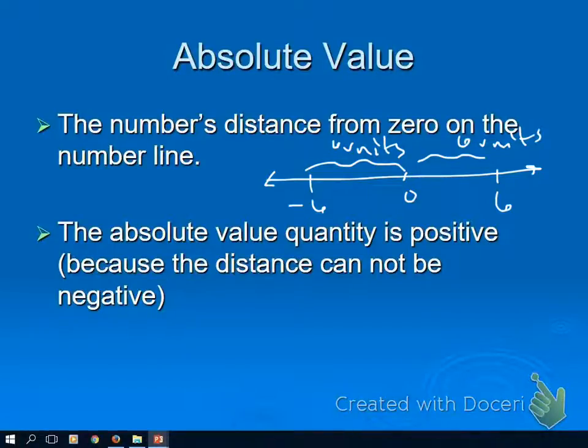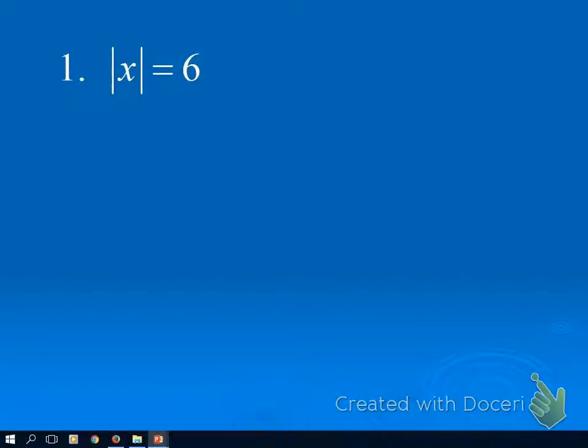So we need to keep that in mind. And for that reason, an absolute value quantity is positive because distance cannot be negative. No one lives -7 miles from the school. So whether you're driving along the positive side of the number line or the negative side, you're going the same distance, and that distance is always positive. Okay? So we have to know what absolute value is first.